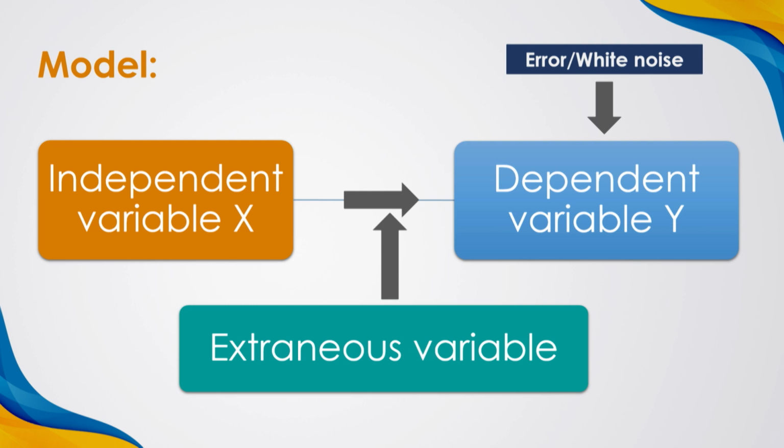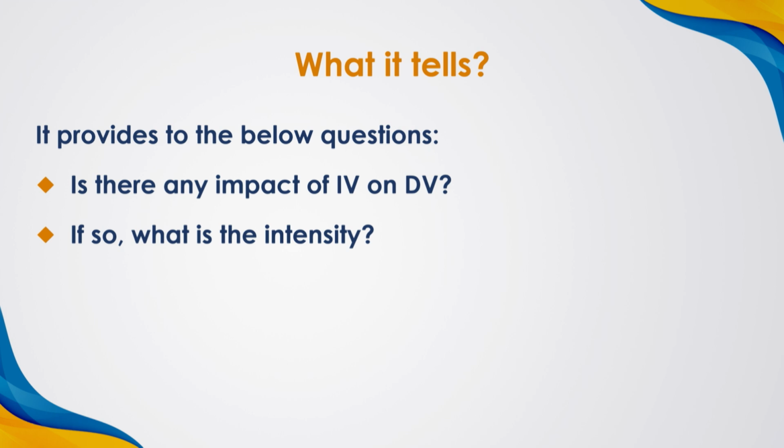A model is nothing but an equation. Here this equation consists of an independent variable and dependent variable. The study is what is the impact of independent variable x on the dependent variable y. When you study, finally you get answers for 2 questions. Is there any impact of IV on DV? If so, what is the intensity? These 2 questions will be answered by this type of study.